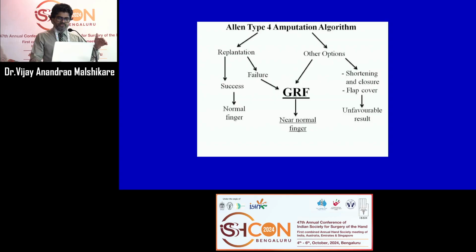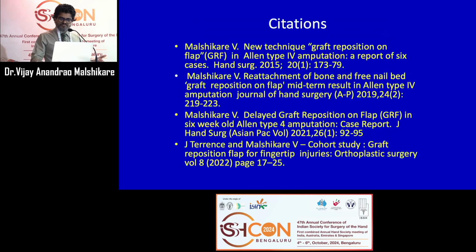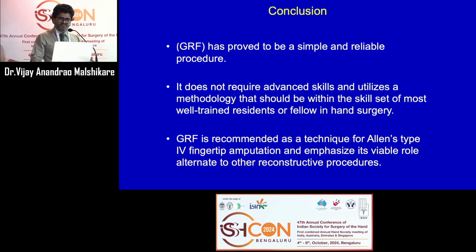So in our type 4 amputation, the straightforward algorithm: replantation, if successful, normal finger. Failure, go for JRF. The other option is shortening and flap closure, with an unfavorable result. These are the citations. In conclusion, JRF has proven to be a simple, reliable procedure. It does not require advanced skill and utilizes methodology that should be within the skill set of most well-trained resident, fellow, hand surgeon and orthopedic surgeon. JRF is recommended as a technique for Allen type 4 amputation, emphasizing its valuable role as an alternative to other reconstructive options.